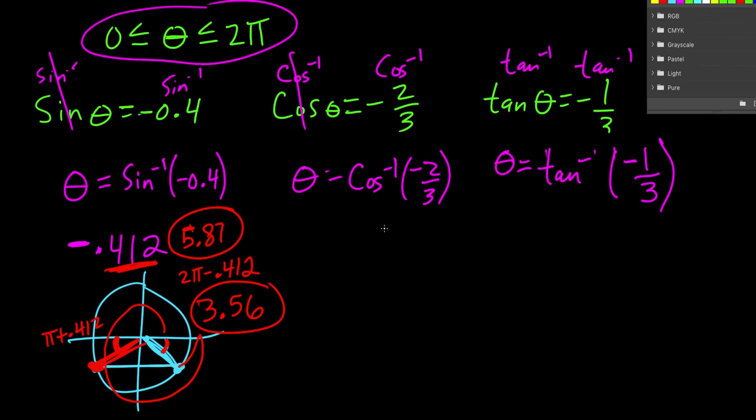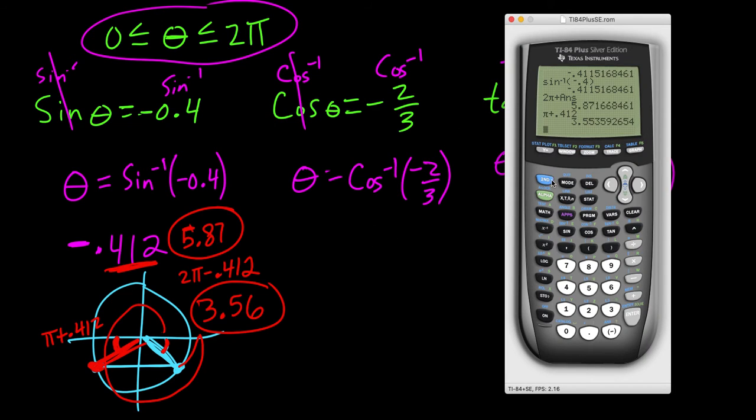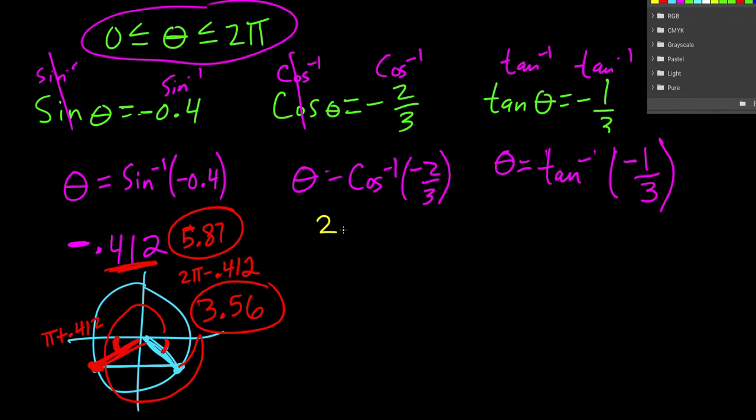Okay, let's try this again with cosine. So we say inverse cosine of negative 2/3, and we get 2.3. So that one was nicer to us. It actually just gave us one of our answers. We didn't have to work so hard for it. And maybe put a 0 on there for the significant figures. So 2.30.